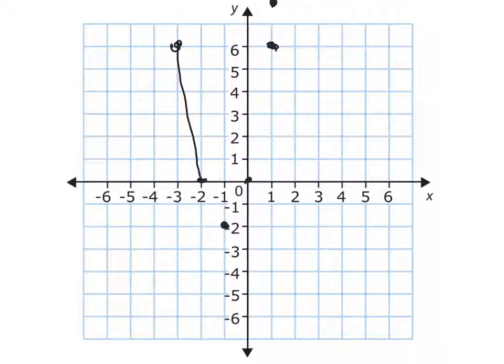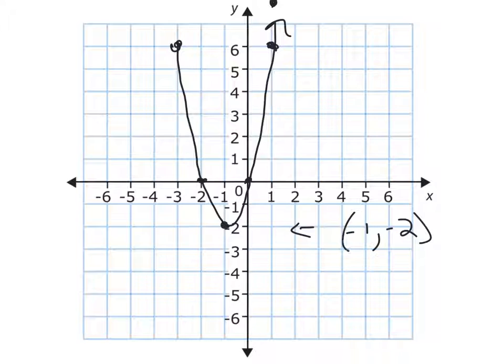So notice that our graph this time is shifted over to the left. Our vertex here is -1, -2. But it's not just shifted left, it's also shifted up and down, right? Now it's at -2 rather than at 0. And our axis of symmetry here is x equals -1.